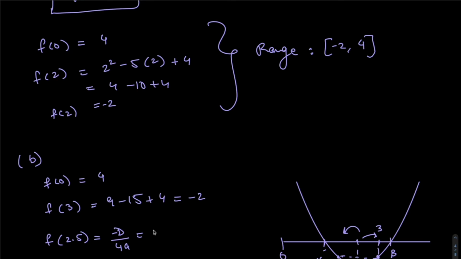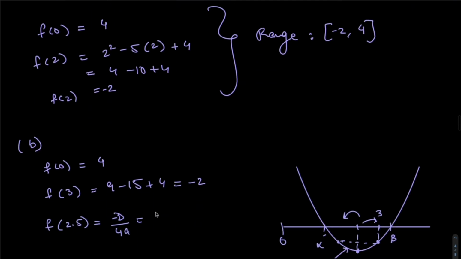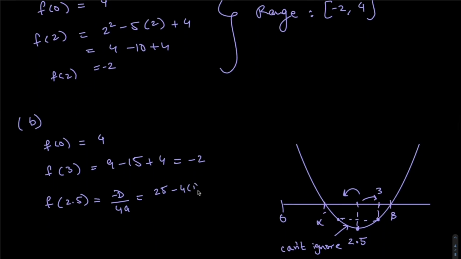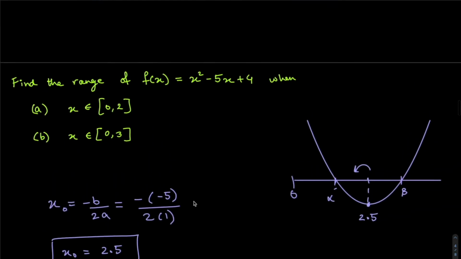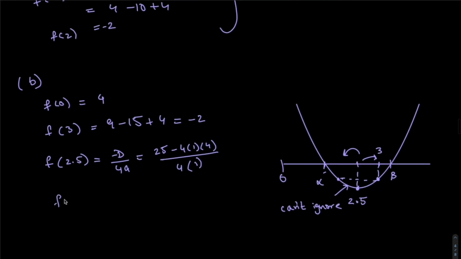So I'm going to have b squared minus 4ac. So b is minus 5, so b squared is 25, minus 4 times 1 times 4, since a is 1 and c is 4, all over 4 times a. a is 1. So f of 2.5 will be minus, don't forget this minus sign up here, minus 9 by 4.